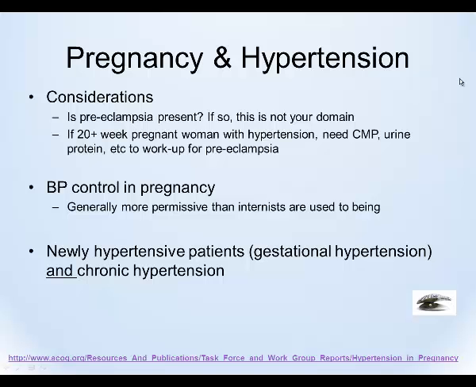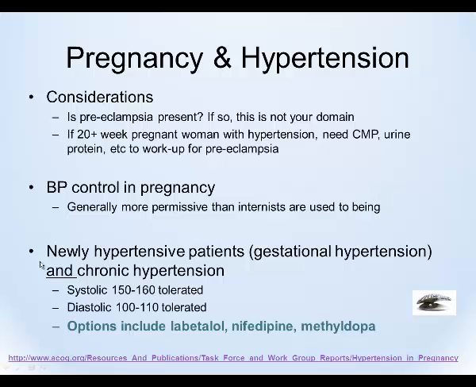So the considerations. If they want you to work up preeclampsia, then do that, but I think that would be more an obstetrics board examination. So you'd assume that this was just uncomplicated hypertension in pregnancy. We're generally more permissive than we're used to being. Systolics of 150 to 160 are acceptable. Diastolics of 100 to 110 are acceptable. That's endorsed in ACOG, and also in the ACP Smart Medicine. So just a little bit more permissive, and the medicines you threw out are the first choices to use.